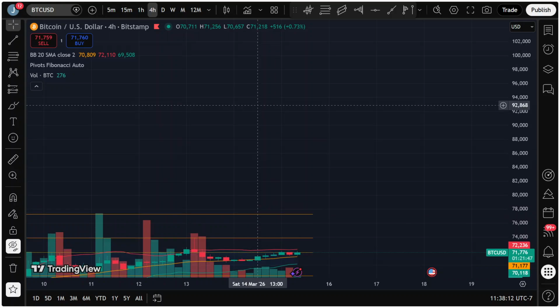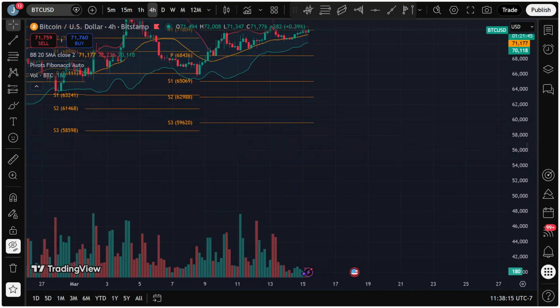All right, that's enough rambling about the higher time frame. Let's take a look at this 4-hour trade, and we'll keep it moving.